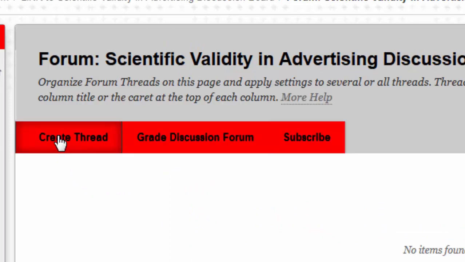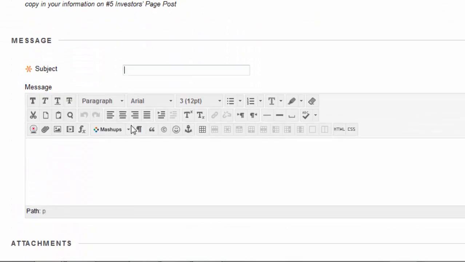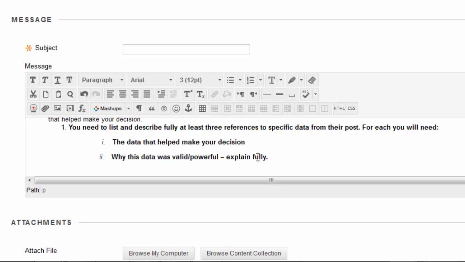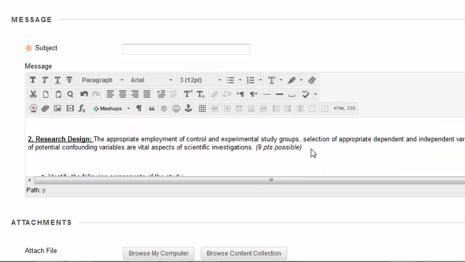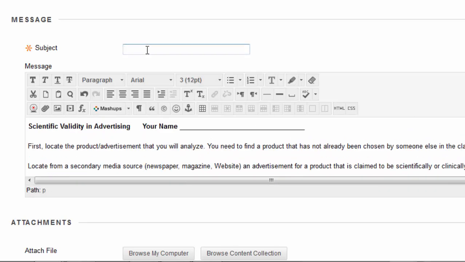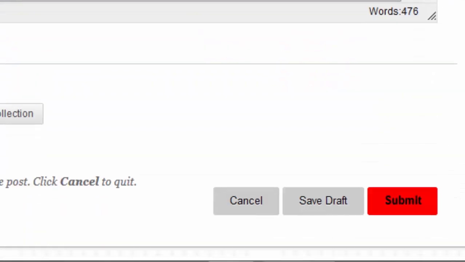I'm going to create a thread. And I'm going to copy my whole thing in here. So I click inside here, and for me, it's Control V. And so now I have put in all the data that I gathered and wrote down all in there. And I'm going to title it Candy Stops Cavities. And I think I spelled cavities wrong. All right. And so then once I get it all done, I'm going to submit.